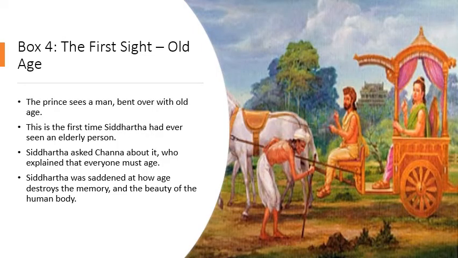Box 4 is his first sight, and that is old age. So as he is out with Channa, riding around the local area, the prince sees a man who is bent over with old age. And this is the first time that Siddhartha has ever seen an elderly person. And he is so surprised by this and he wants to find out more. He asks Channa about it, and Channa explains to him that everyone must age. Aging is simply a part of life.